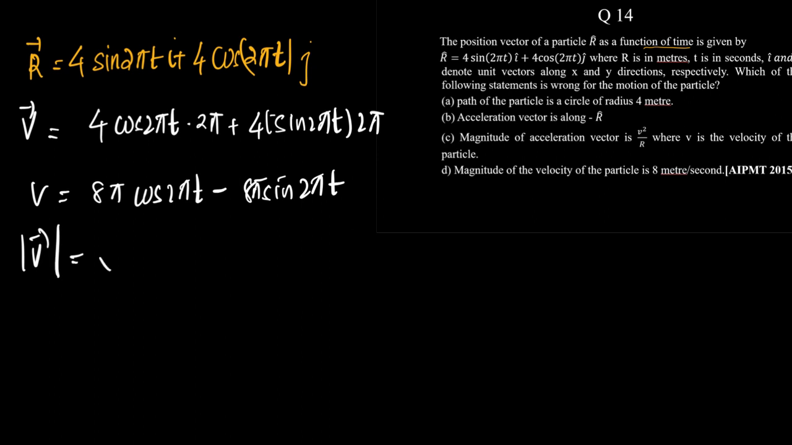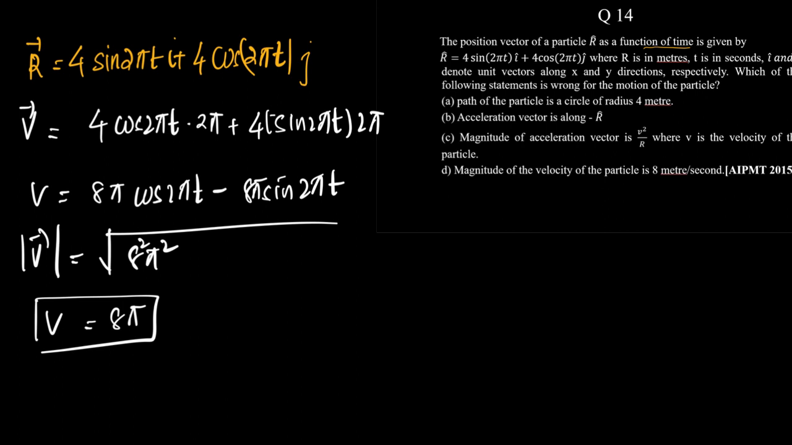Therefore the magnitude of velocity will be equal to root of 8 square pi square, and therefore velocity will be equal to 8 pi. Right, this is how we do this. Yes, we did it in less than one minute. When I say less than 1 minute, of course I do take more time because we are writing so much, and in the examination hall you will even write less than this, right? So in which case the magnitude is 8 pi, and therefore this statement is wrong. It is not 8 meter per second, it is 8 pi meter per second.